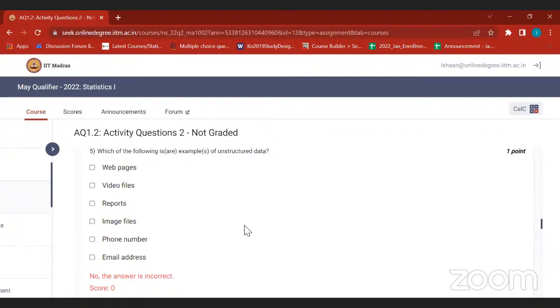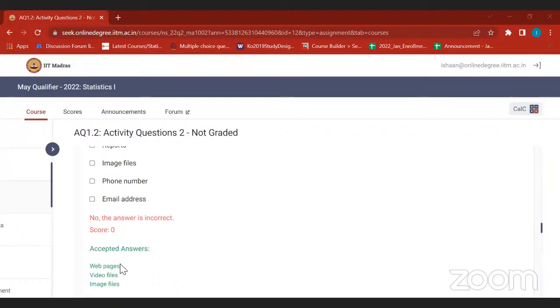See, structured data is something which we can organize in tabular format. If you look at web pages, even if I make a column of web pages and keep on writing them, it doesn't make any sense. It's useless unless I open it and note down some information from that web page, right? So that's why it comes under unstructured data.